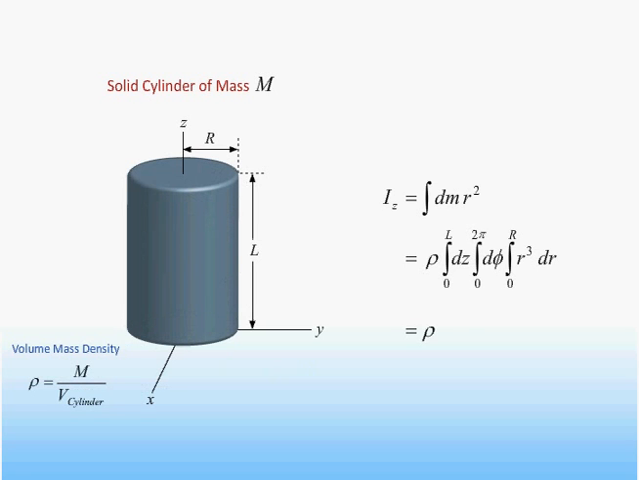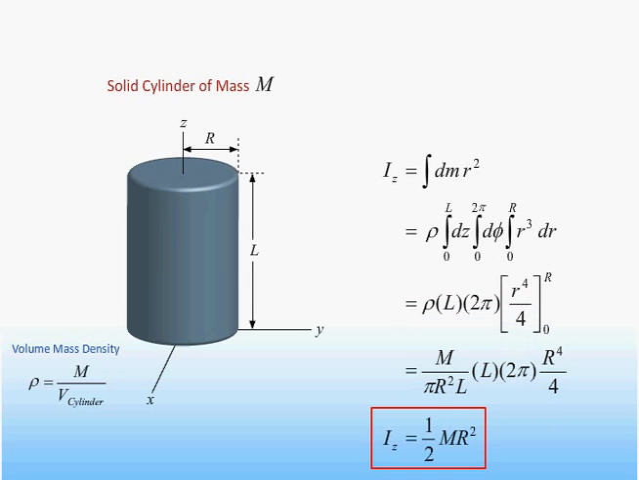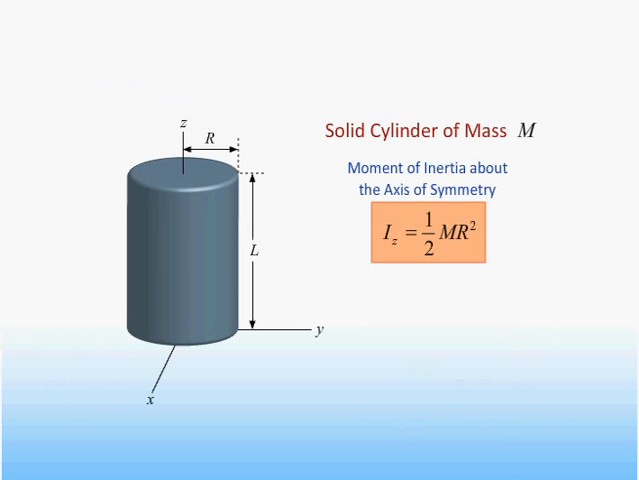The z and phi integrals are trivial, just being equal to 2 pi L. We are left then with just the integral of r cubed. Evaluating this integral and simplifying, we see that the moment of inertia of the cylinder about its axis is just equal to 1/2 mr squared. Note that this result does not depend explicitly on the length of the cylinder, only on its mass and radius.